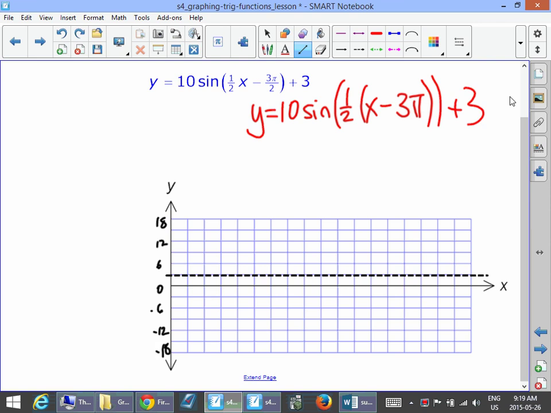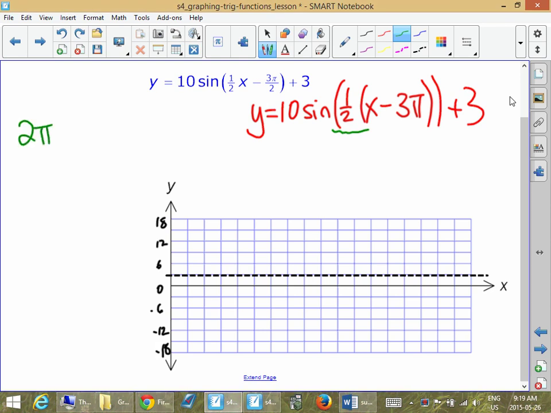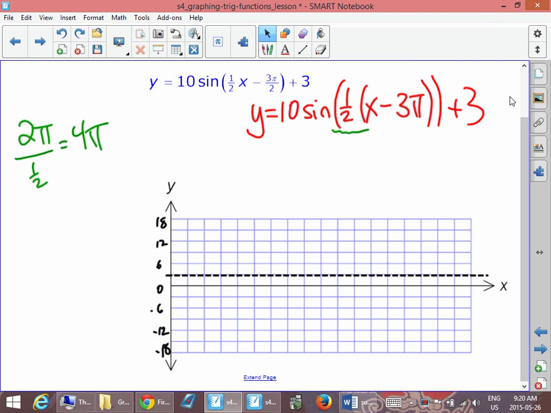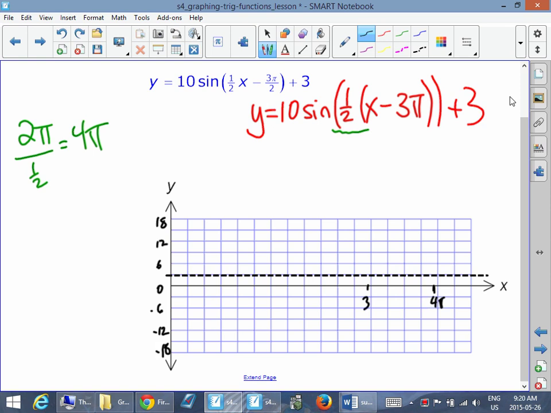Now, I also see that I've got that half that represents the period. 2 pi divided by a half is going to be our period. So 2 pi divided by a half is 4 pi, okay? So that means that I'm going to have a period of 4 pi here. This will be 3 pi, the 3/4 point. The halfway point will be 2 pi. And the quarter point will, of course, be pi. Okay? That's what I know.